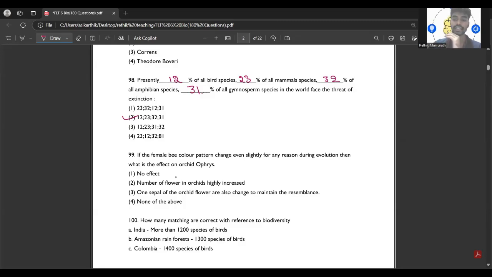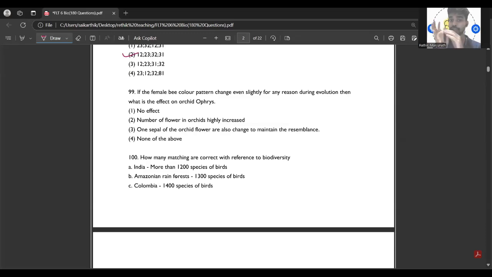So next 99th question we will be talking about here. If the bee color pattern changes even slightly for any reason during evolution, then what is the effect on the orchid offerings? So that is the question. See, if the female bee color pattern changes even slightly for any reason, okay, during the evolution, then as a result, the petal of the orchid flower is also changed to maintain that resemblance.